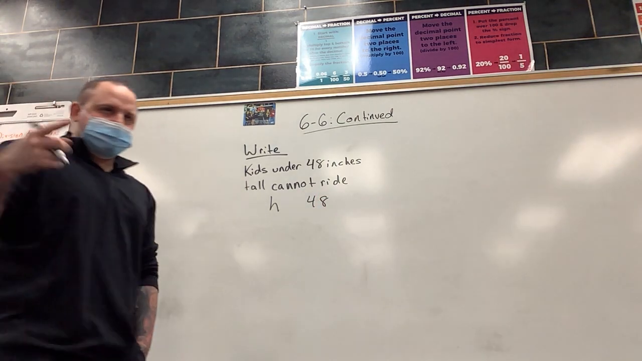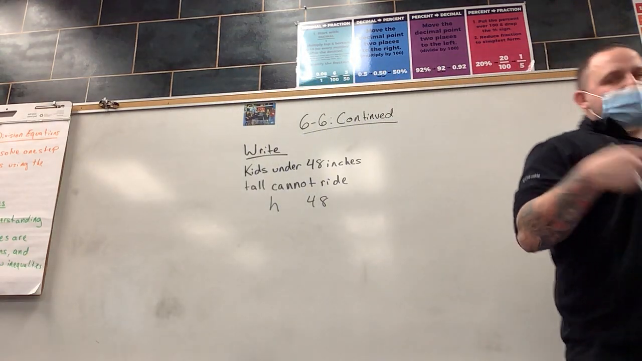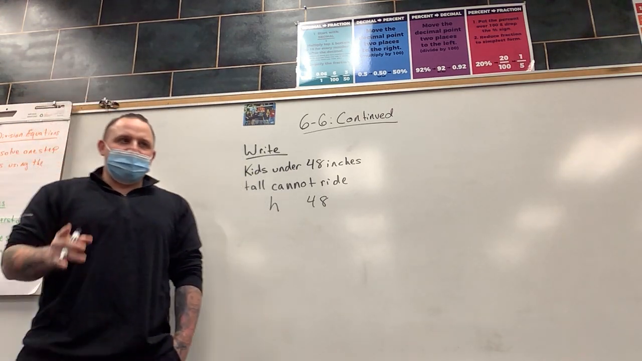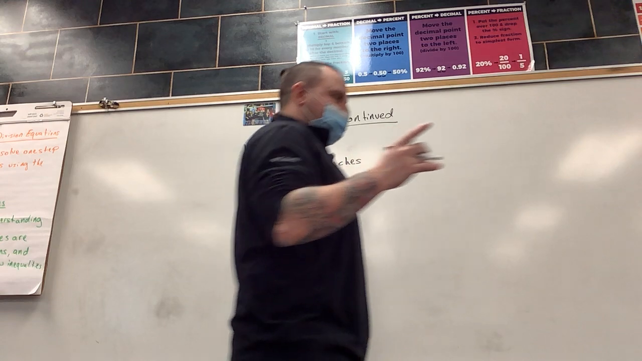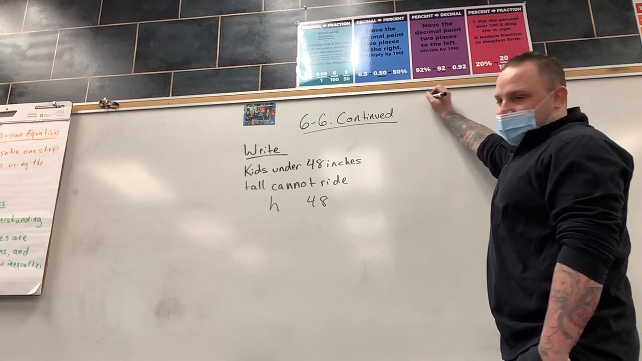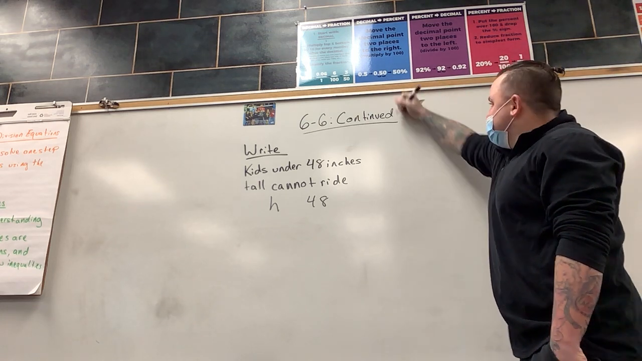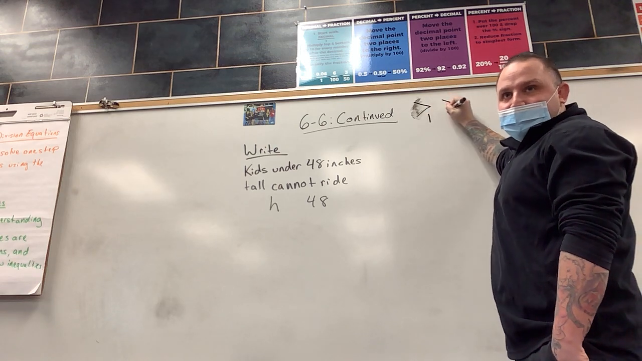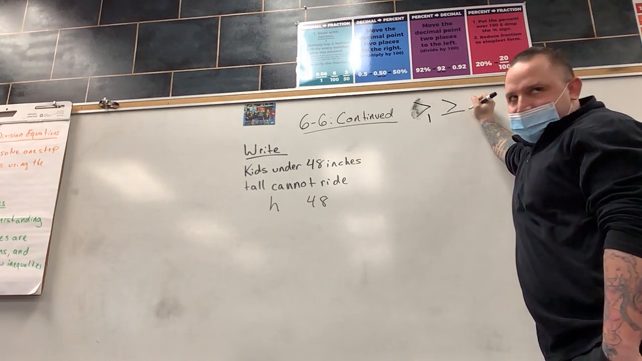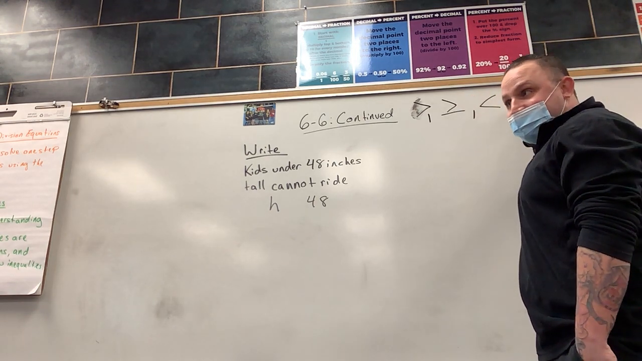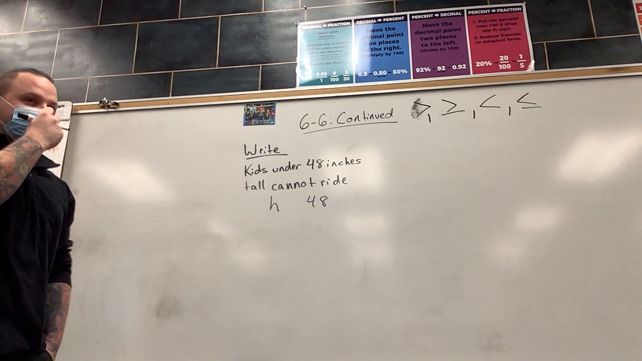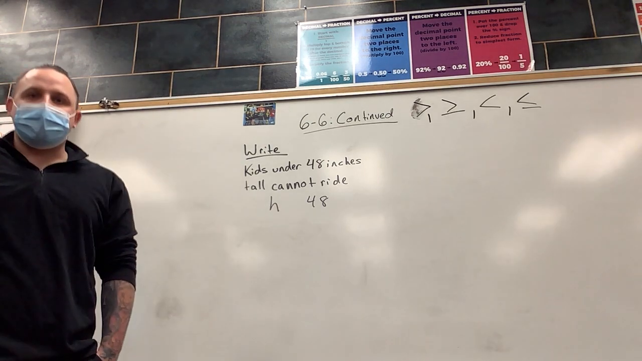So I want you to think about this, ladies and gentlemen. And I don't want you to say anything right now: can h equal 48? If h can equal 48, then we have to use greater than or equal to or less than or equal to. If it can't, we're only using greater than or less than. Reviewing, these are our four symbols: greater than, greater than or equal to, less than, and less than or equal to. Using one of those symbols, I want you to describe the relationship between h and 48.